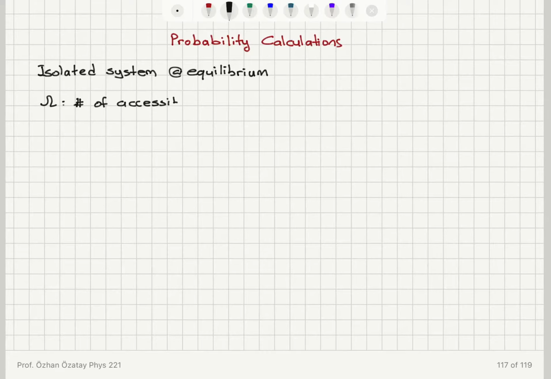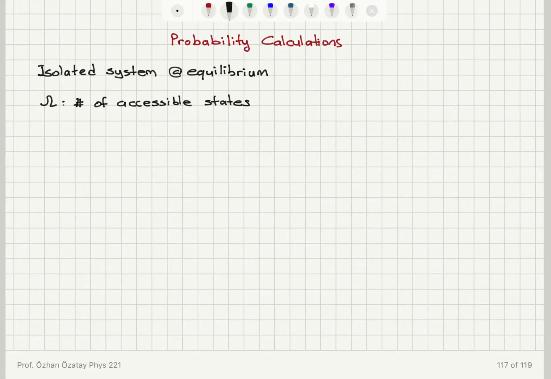And what are those states again? Out of all possible states of the system, these are the ones that satisfy the restriction that is imposed on the system. For example, the system is isolated, so it must have a fixed total energy. So what are the states that give us that fixed total energy?